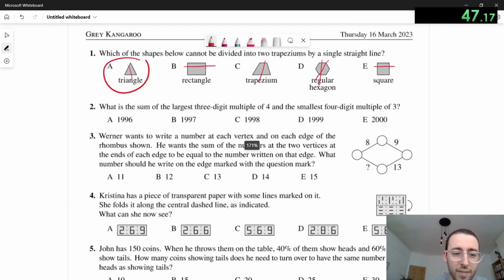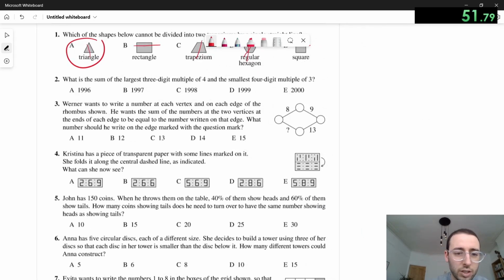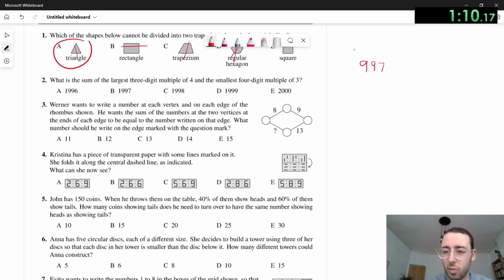That's hard straight away. What's the sum of the largest three-digit multiple of 4 and the smallest four-digit multiple of 3? Okay, the largest three-digit multiple of 4. Now, that's going to be 9, 9. For it to be a multiple of 4, the last two digits have to be a multiple of 4. So 9, 6. That's a multiple of 4. And the smallest four-digit multiple of 3 would be 1, 0, 0, 2, as the digits sum to a multiple of 3. So the sum is 1999.